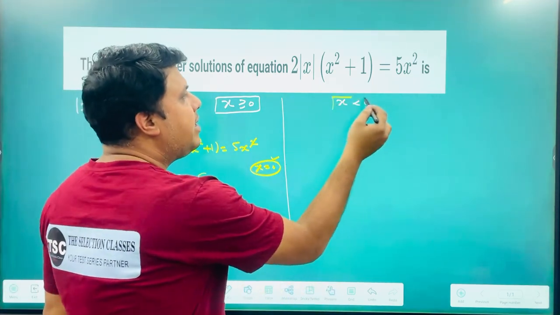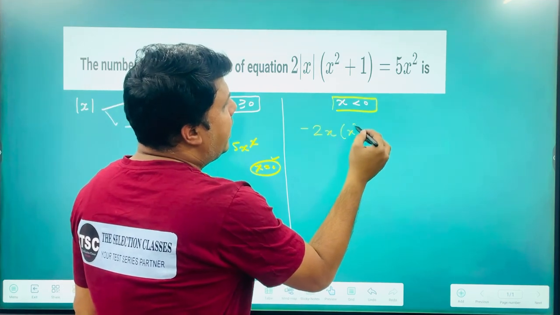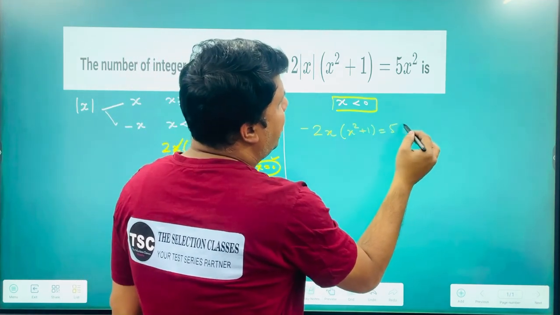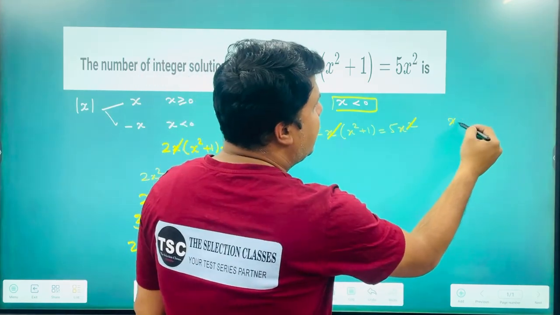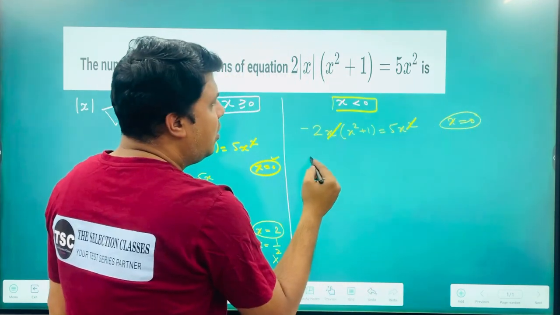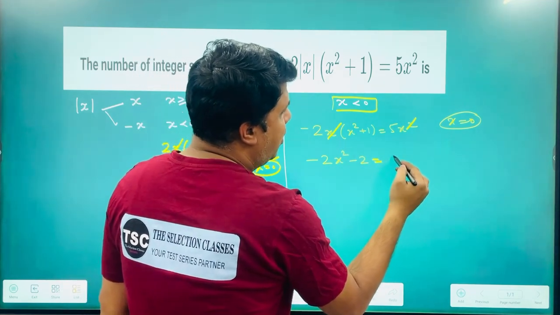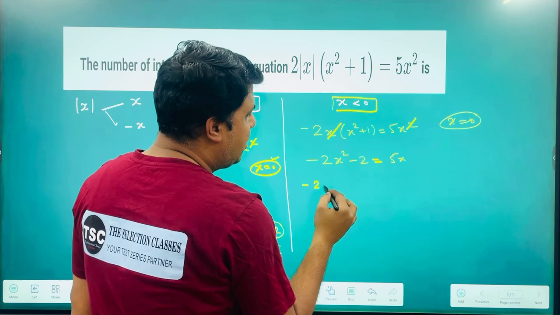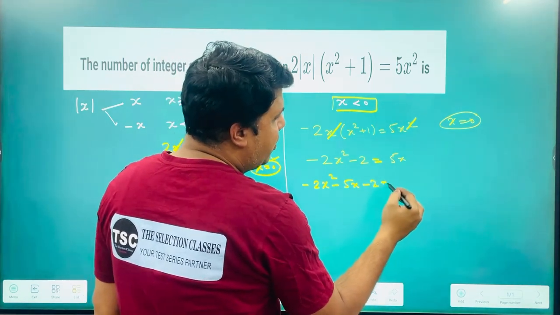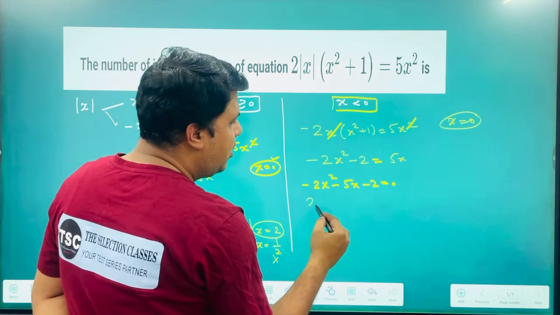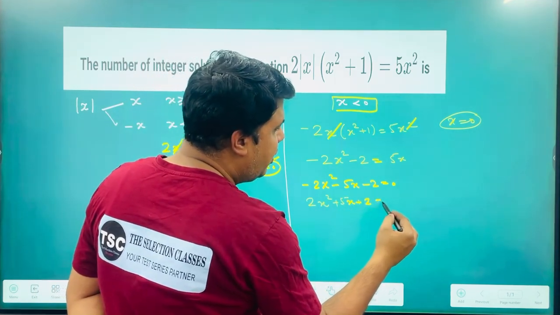When x is less than 0, we have minus of 2x, x square plus 1, again 5 of x square. Again I am cancelling out x, so x equals 0 is one of the solutions. So we have minus of twice of x square minus 2 equals 5x, so it is minus of x square, 2x square minus of 5x minus 2 equals 0. Taking out minus common, 2x square plus 5x plus 2 equals 0.